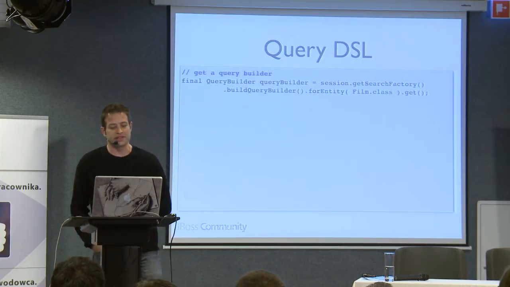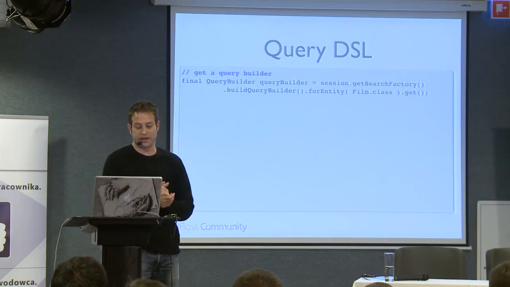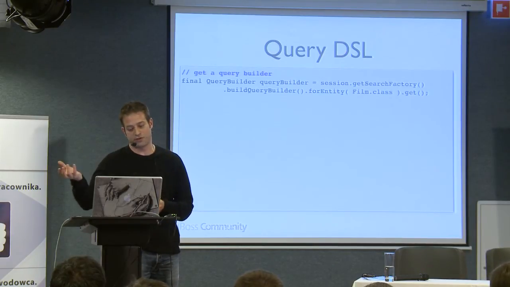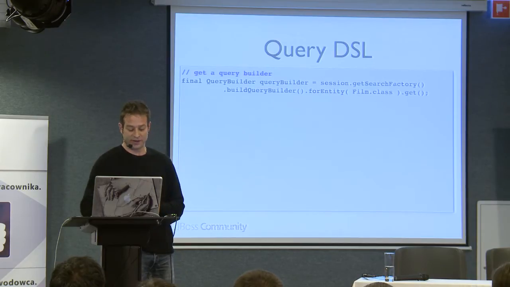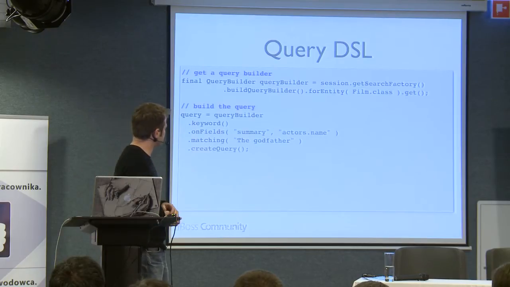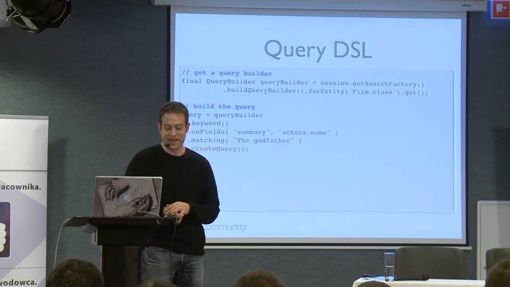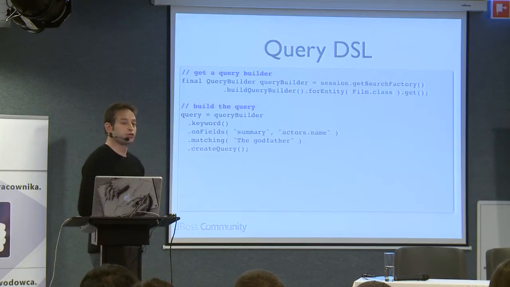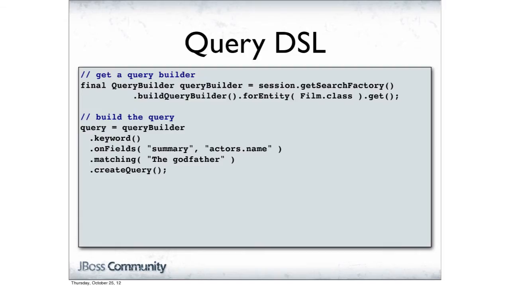Basically, the key thing is to first get a query builder. You start with a session which gives you a search factory, and then you say, give me a query builder for the entity film. Then, using this query builder, we have a fluent API, which is quite popular at the moment. I want to do a keyword search. You list the fields. I want to search on the field summary. I want to search on the field actors.name.